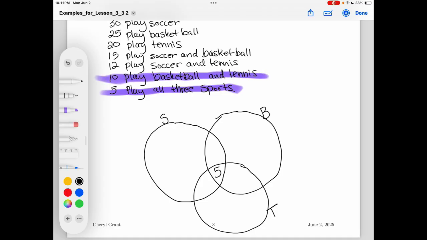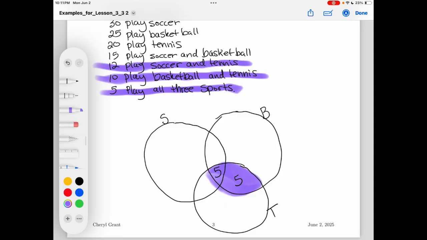Let's look at this: 10 play basketball and tennis. Because we know that 10 play basketball and tennis, they overlap right here. However, we already have 5 in that group that overlapped with basketball and tennis. And we want a total of 10 in that area that overlaps. So I'm going to put 5 of those who play just basketball and tennis so that the total that overlap basketball and tennis is 10.